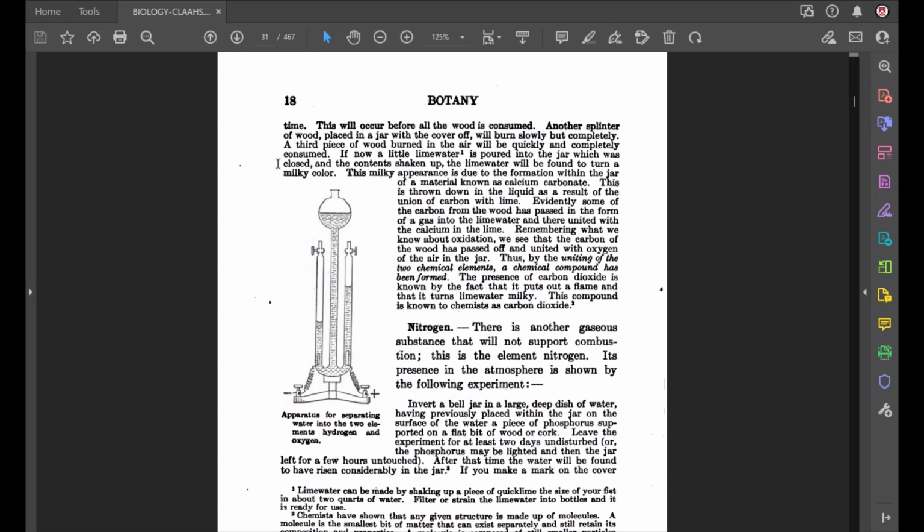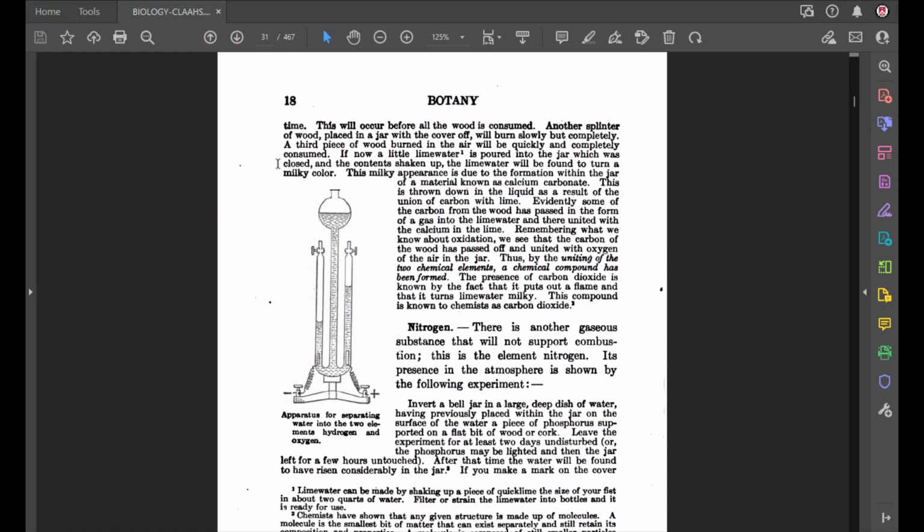Another splinter of wood placed in a jar with the cover off will burn slowly and completely. A third piece of wood burned in the air will be quickly and completely consumed.